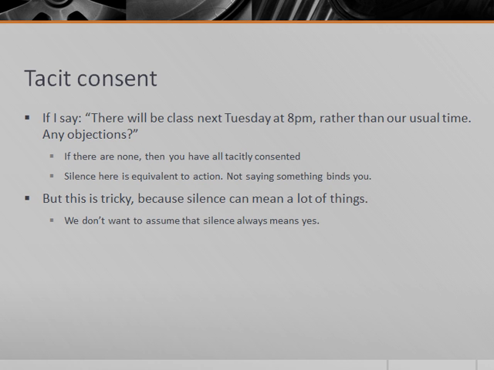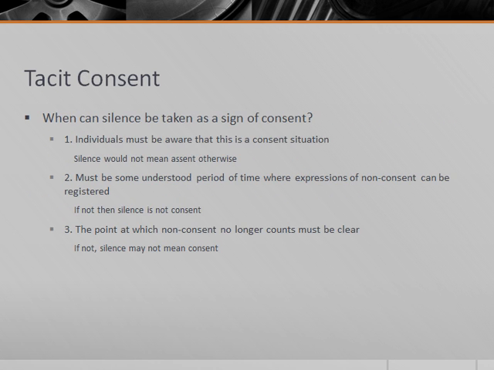So we don't want to assume that silence always means yes, but it does seem to be the case that under certain circumstances, where everybody's awake and paying attention and understands the question and so on and so forth, under those circumstances, your silence counts as consent. I gave you an opportunity to object, you didn't object. It seems like your silence binds you.